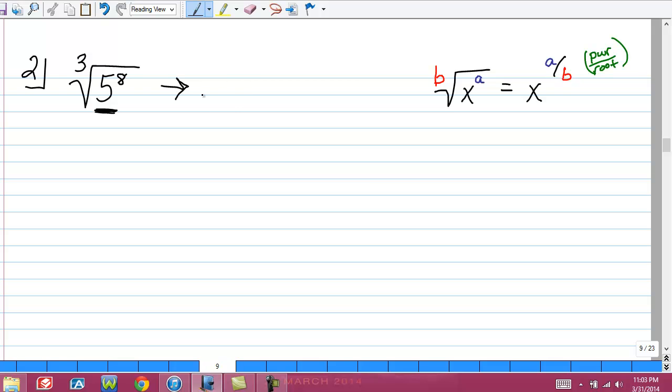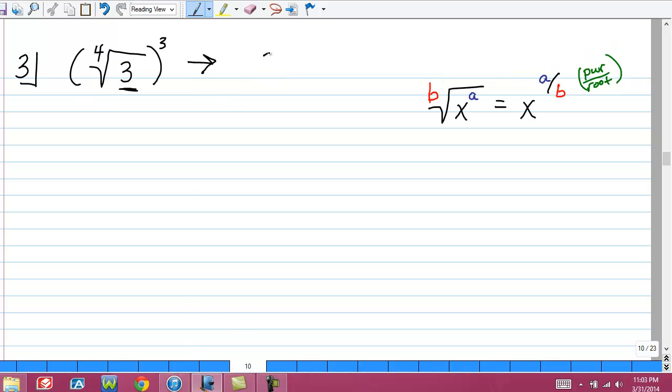Example 2. The base 5 remains the same. The power is 8 divided by the root, which is 3. Example 3. The base is 3, the power is 3, and the root is 4.